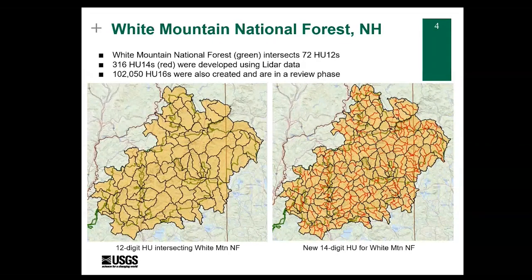The White Mountain National Forest, seen here with that green outline, intersects 72 12-digit hydrologic units. These units were updated from 1 to 24K topo delineated watersheds to 2 meter LiDAR-derived watersheds using the ArcHydro toolbox. Through this project, 316 14-digit hydrologic units were developed using the 2 meter LiDAR DEM. In addition, I was tasked with creating a catchment for every densified stream segment. Doing so created over 100,000 draft HU16s, which are currently in the review phase.